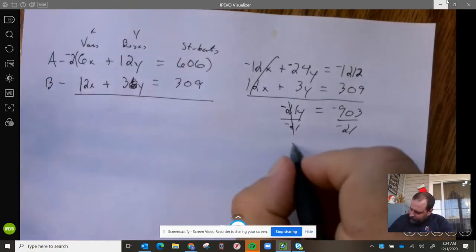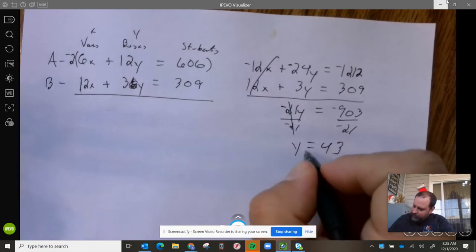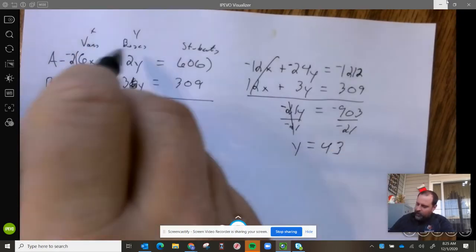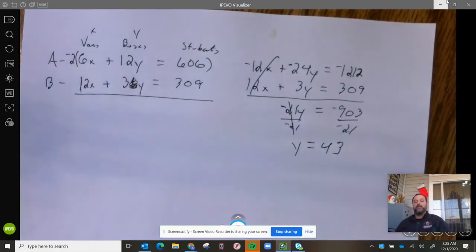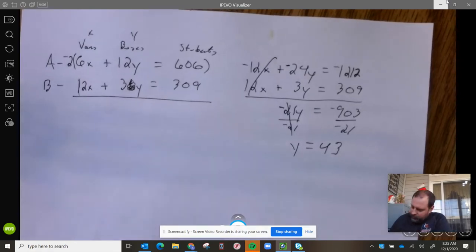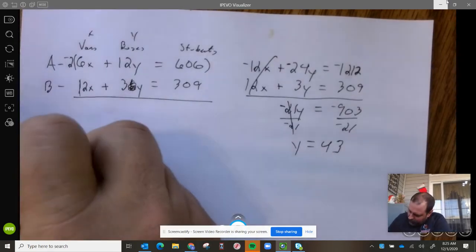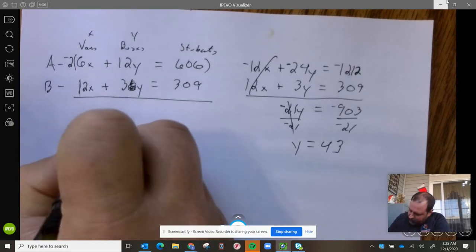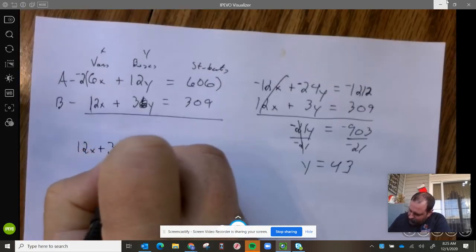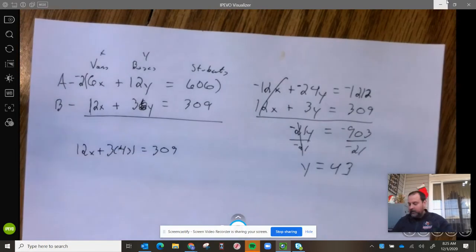And we get 43. So if I go back and look, I say, okay, why is 43? Why is the buses. So I found the number of students that fit on the bus, but now I need to go back and plug in for the vans. So I'll do the bottom equation. So I have 12x plus 3 times y, which is 43, equals 309.